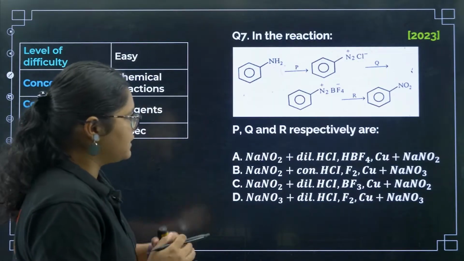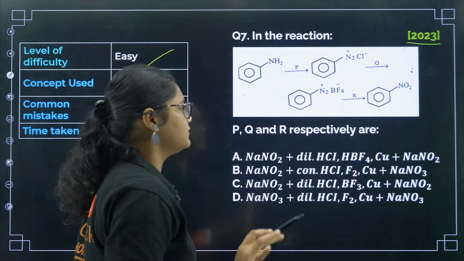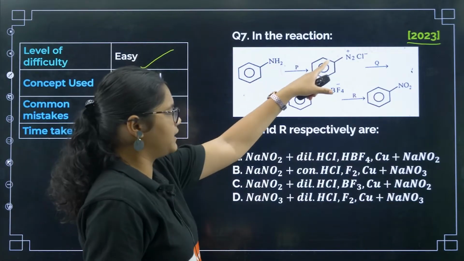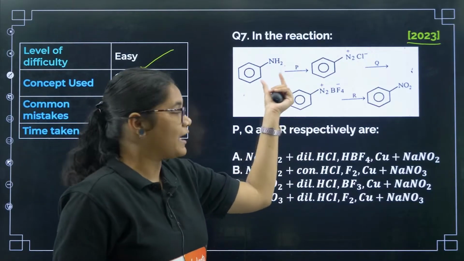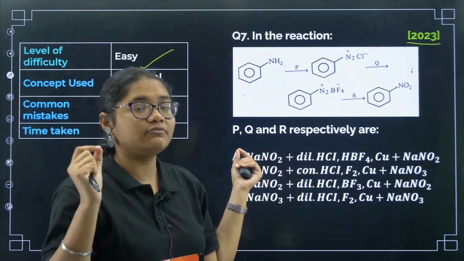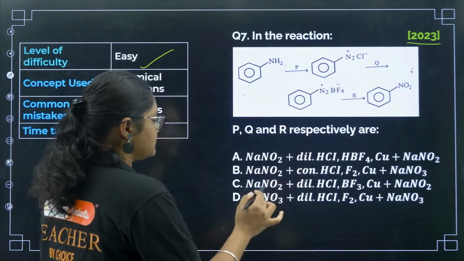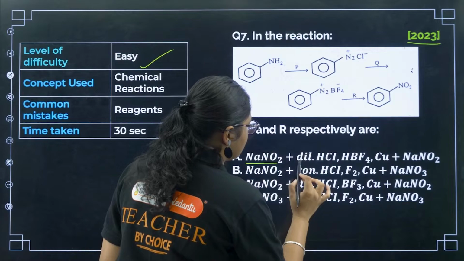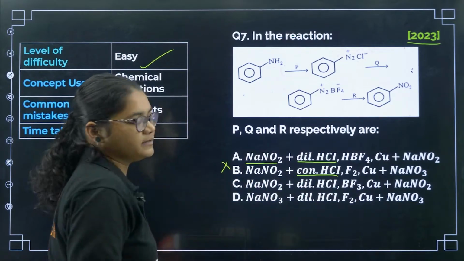Next, question number 7, again a reaction based question, a 2023 question, and this is an easy question. So first of all, for the N2+Cl- product, just now I told you, if aromatic amines are there, then we need to give HNO2 to give benzene diazonium chloride. But as I am saying, HNO2 can be written as NaNO2 and dilute HCl. Concentrated HCl is wrong, so we can eliminate this option.